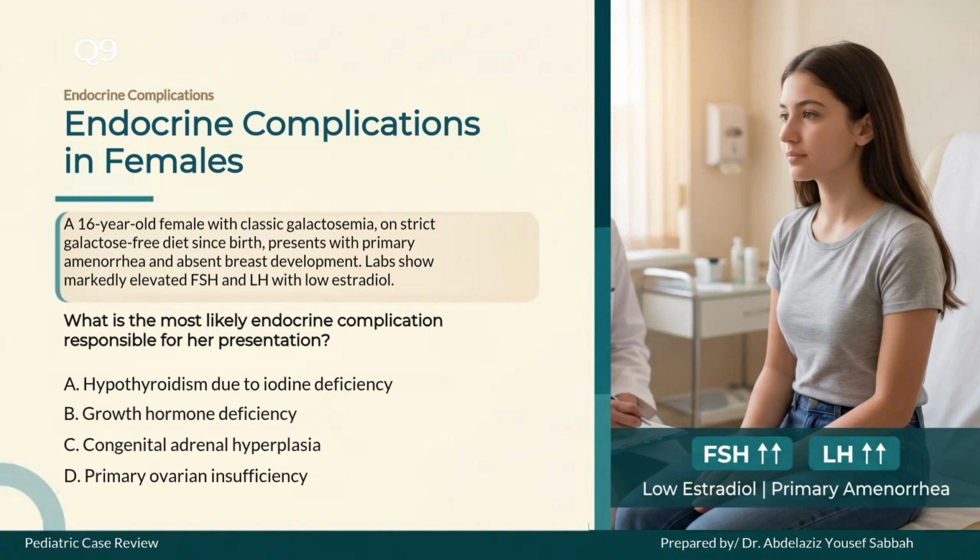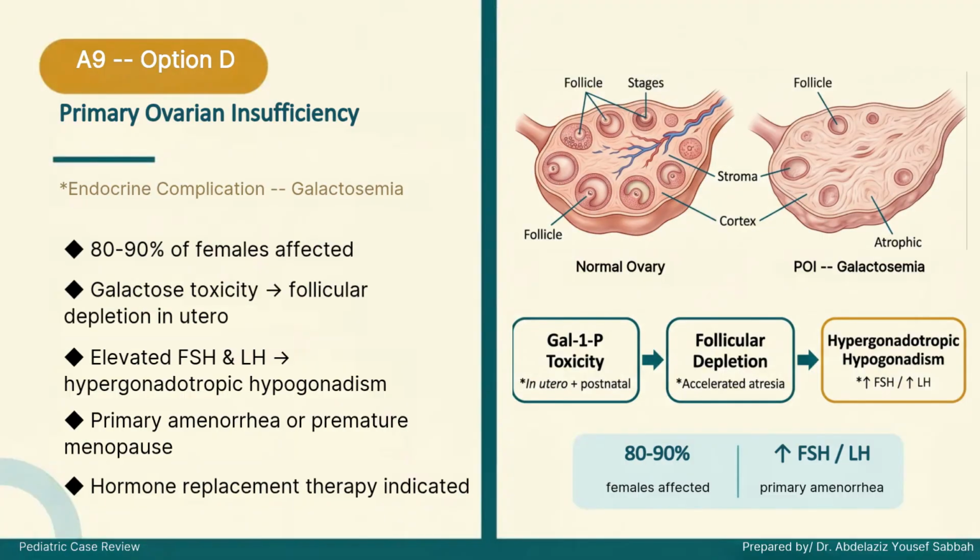Option A, hypothyroidism due to iodine deficiency. Option B, growth hormone deficiency. Option C, congenital adrenal hyperplasia. Option D, primary ovarian insufficiency. The correct answer is option D, primary ovarian insufficiency.